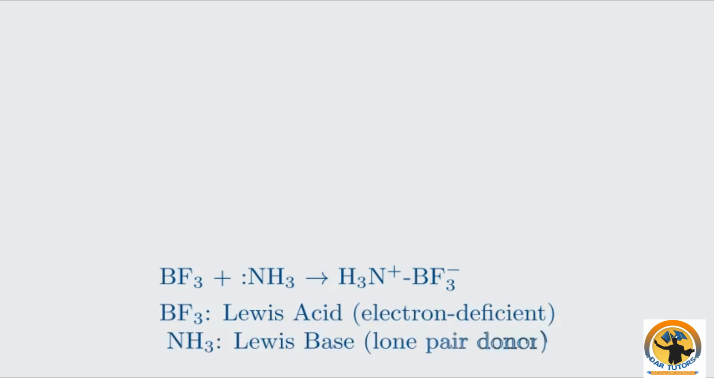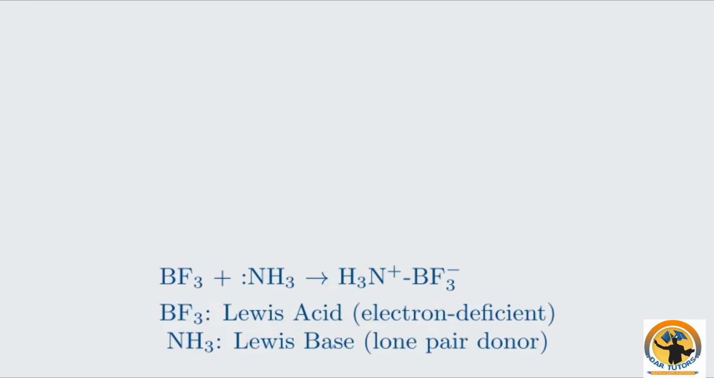Let's look at the reaction between boron trifluoride and ammonia. Boron trifluoride, BF3, has only 6 electrons around the boron atom, making it electron deficient. It is therefore a strong Lewis acid, or electrophile. Ammonia, NH3, has a lone pair on the nitrogen atom, making it a Lewis base, or nucleophile.